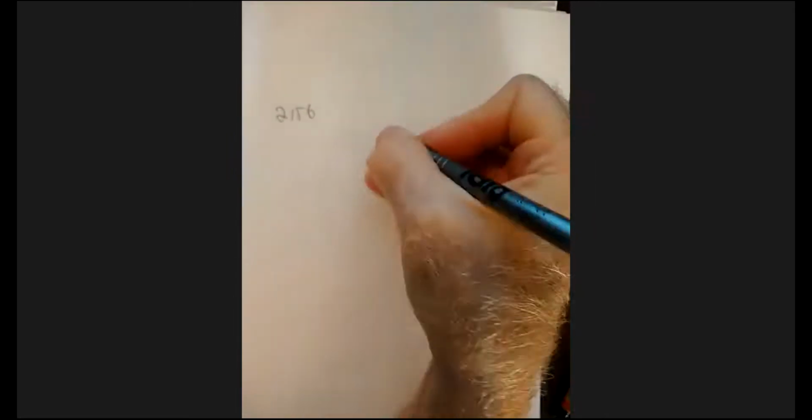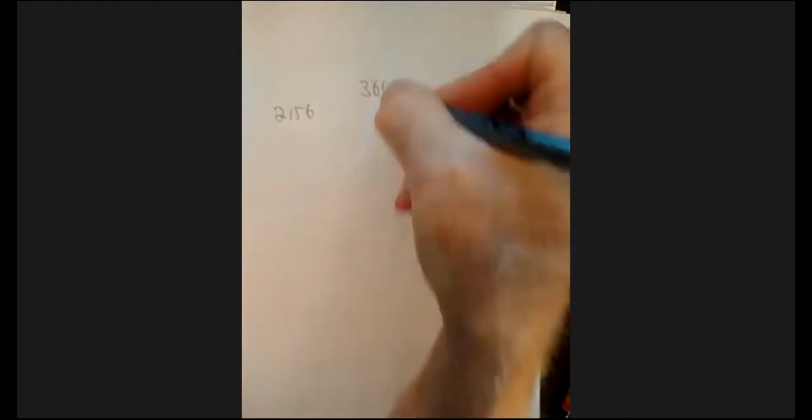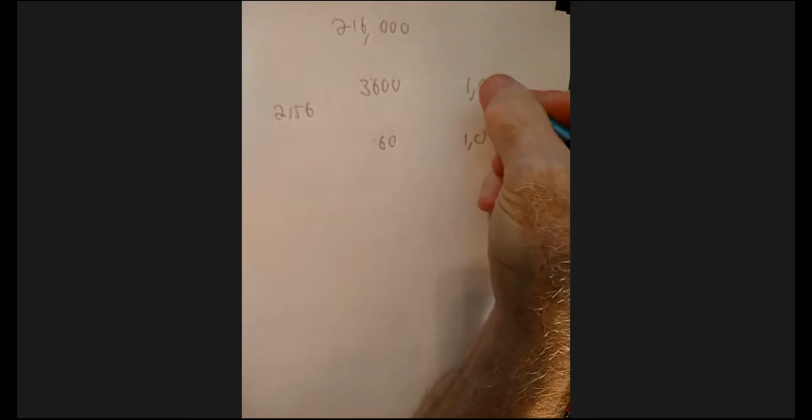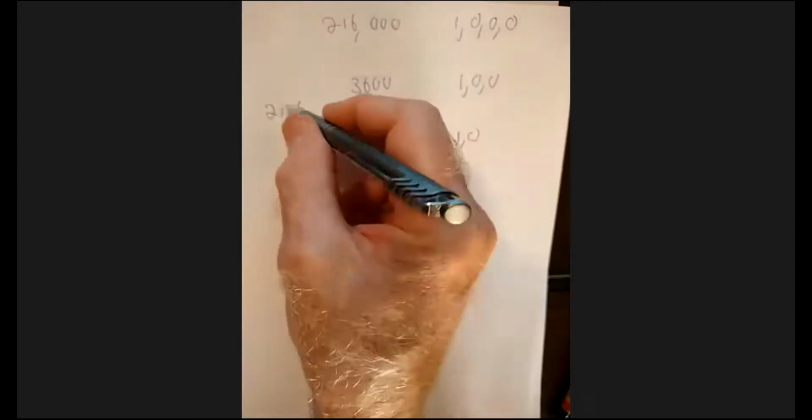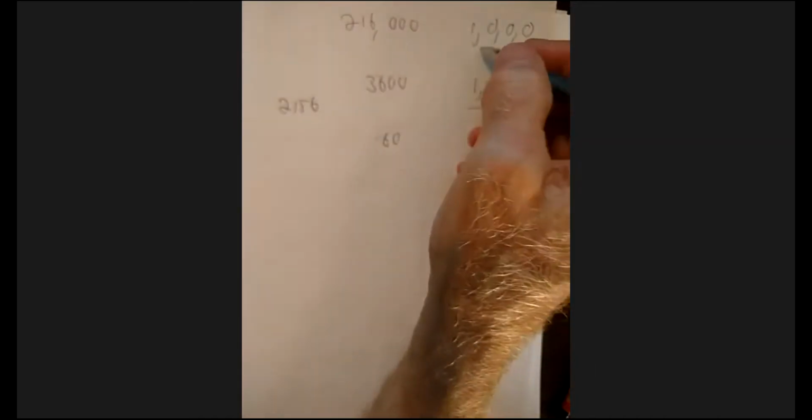2156. And I'm writing some numbers over here. And remember, this is 1, 0. This is 1, 0, 0, and 1, 0, 0, 0. So how are you going to convert that 2156? Are you going to divide it by 3600, by 60? Is it going to be a 2-digit number, a 3-digit, 4-digit?